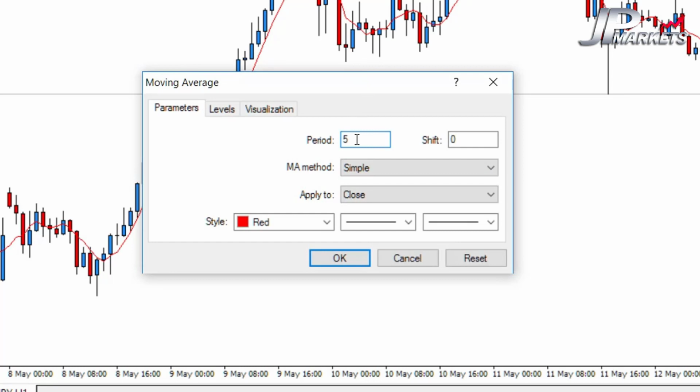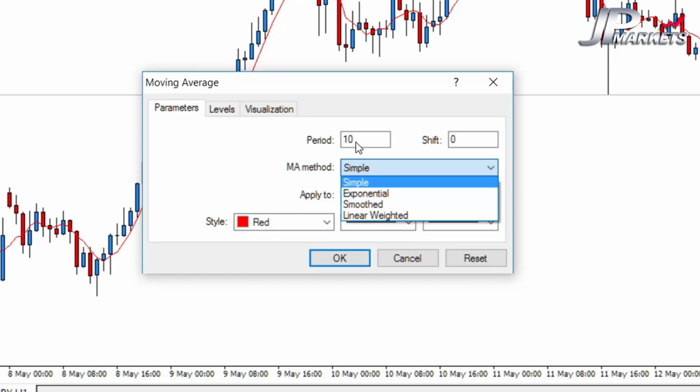Period, this is the amount of candles that it's taking into account. We're going to make a new one here on top, and I'm going to set this one to 10. MA method is the type of moving average. The two most popular ones are simple and exponential. Simple moving average will simply take the last 10 closing prices and divide it by 10 to give you an average. Or if you set the period to 5, then obviously it'll take the last 5 and divide it by 5.